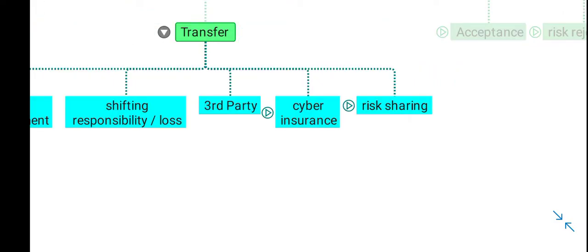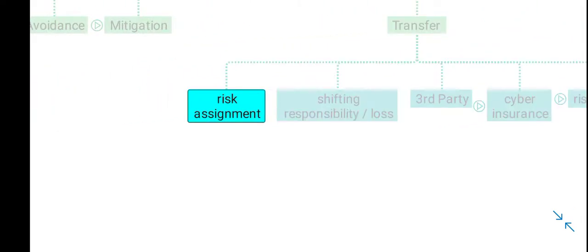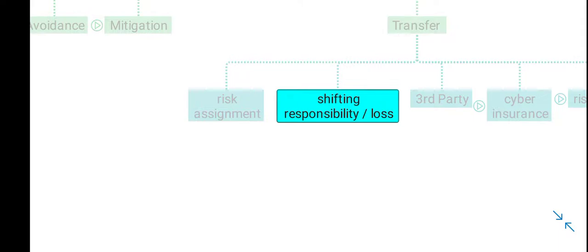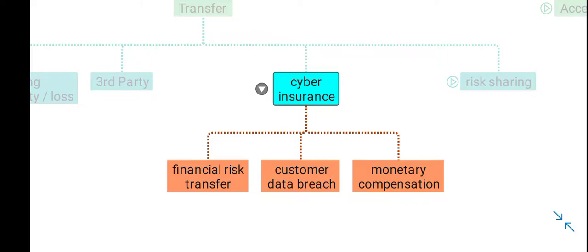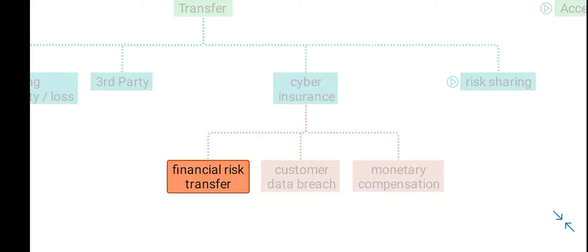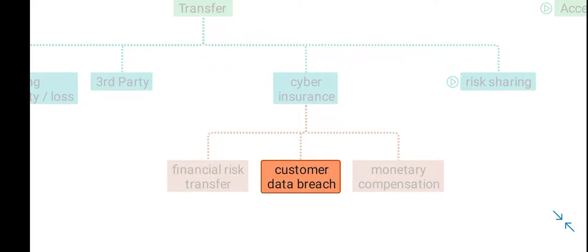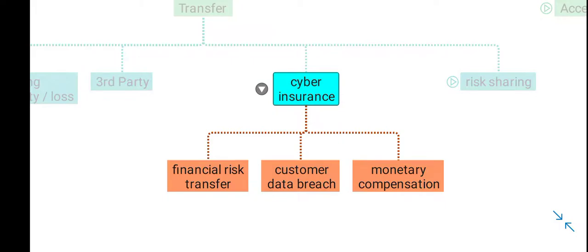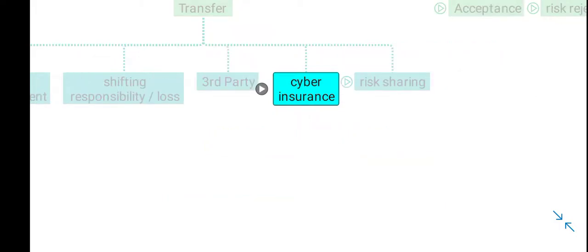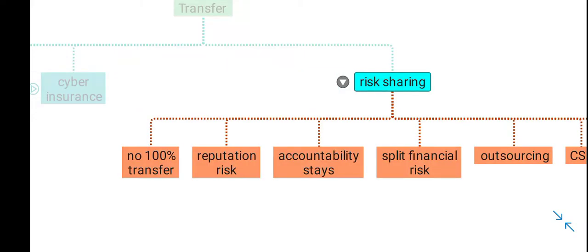Next is the risk transfer, and it is also called risk assignment, and you shift the responsibility of carrying out the control measures against the risk or the loss of a risk to a third party. Cyber insurance is one of the mechanisms for risk transfer. So you transfer the financial risk to other parties in case of a data breach related to a customer, and you may get monetary compensation. So it is also a kind of risk sharing.